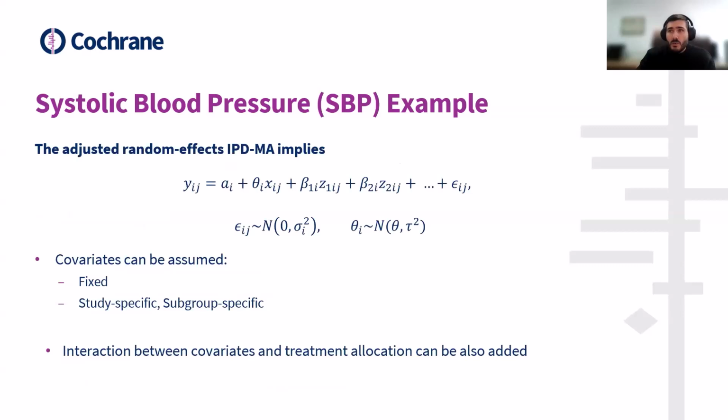With the one-stage model, we can easily adjust the estimates for prognostic factors by including them in the model equation. We can assume that a predictor has the same impact across studies, or we can also assume a study-specific or a subgroup-specific effect, so that each predictor has a different impact at each study or subgroup. Furthermore, we can also add interactions between covariates and treatment groups in order to adjust for potential effect modifiers.